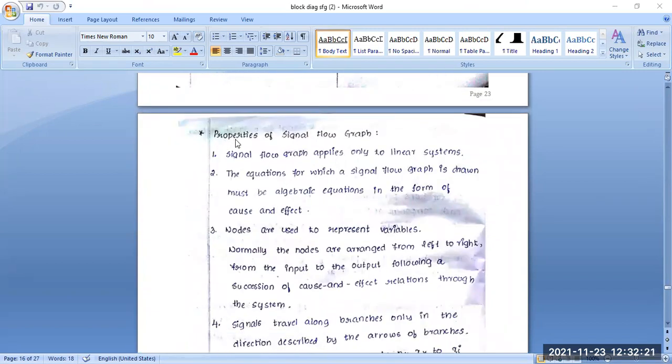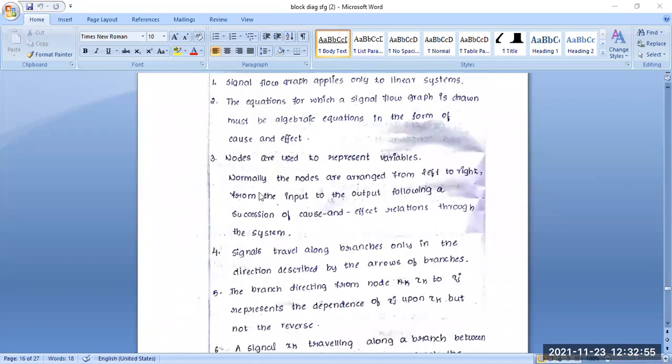Next, this is another one: properties of the signal flow graph. We will discuss these properties while solving different types of problems. First, the signal flow graph is applied only to linear systems, and the equations for a signal flow graph are drawn from algebraic equations of the sum of signal causes and effects. Number three, nodes are used to represent variables, and we also have to follow the individual loop calculations. Normally the nodes are arranged from left to right.